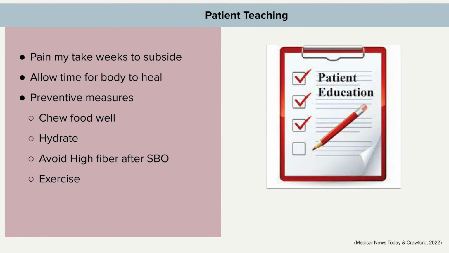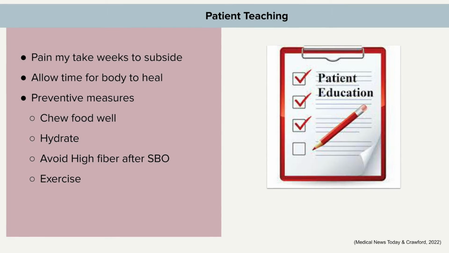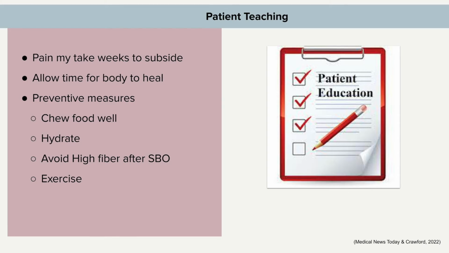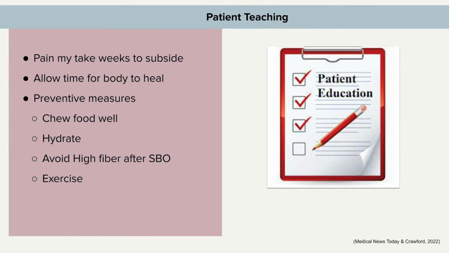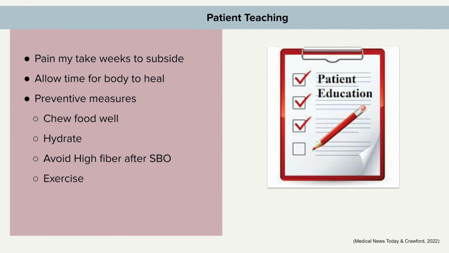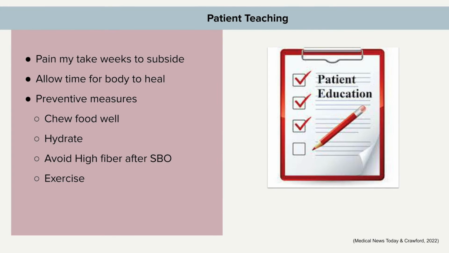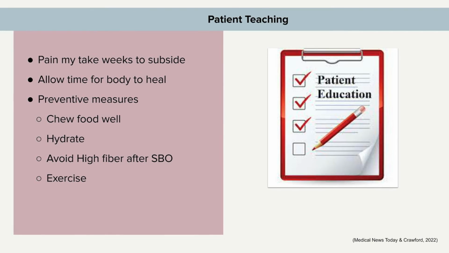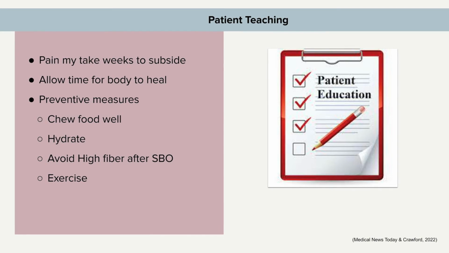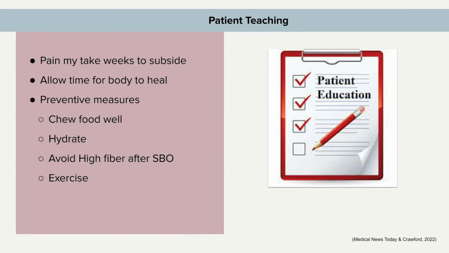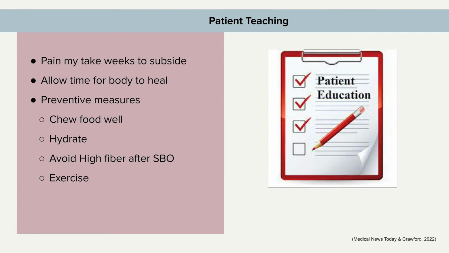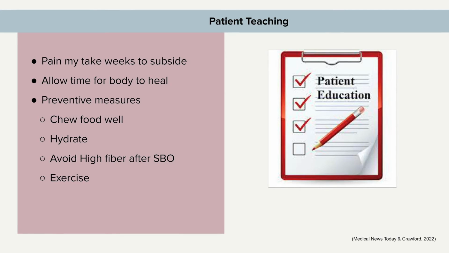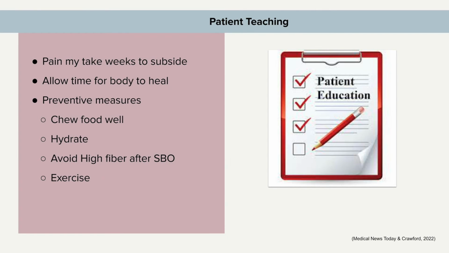Some preventative measures you can take is make sure to chew your food well. Keep hydrated. You don't want to dehydrate and the stool get hardened in the bowel because that can cause an obstruction. You want to avoid high fiber food after a small bowel obstruction. High fiber foods can leave residue behind, and this can get caught in the bowels and cause another obstruction. And you want to also make sure you're exercising, moving around, just so your bowels don't stand still.